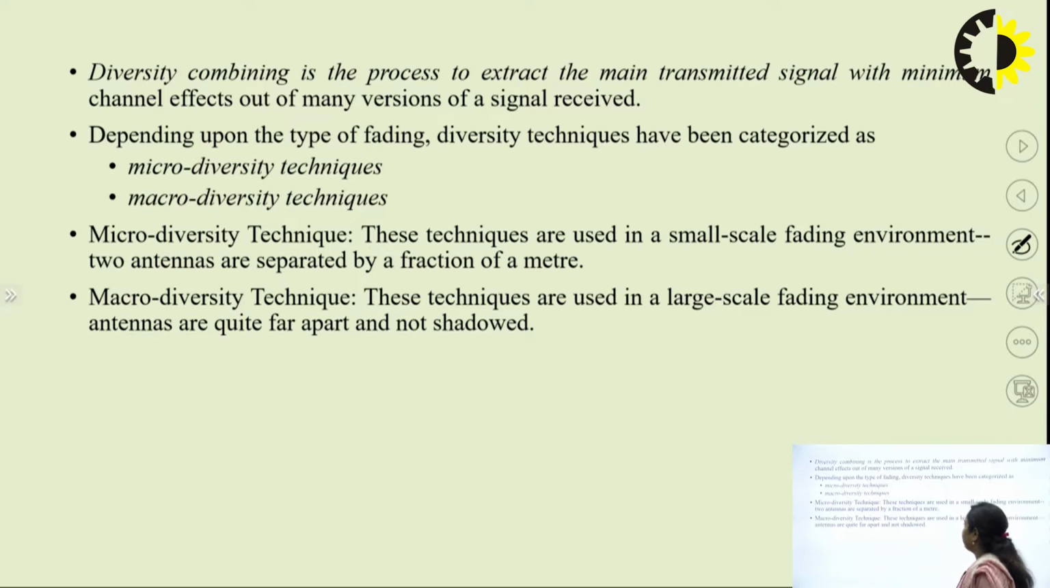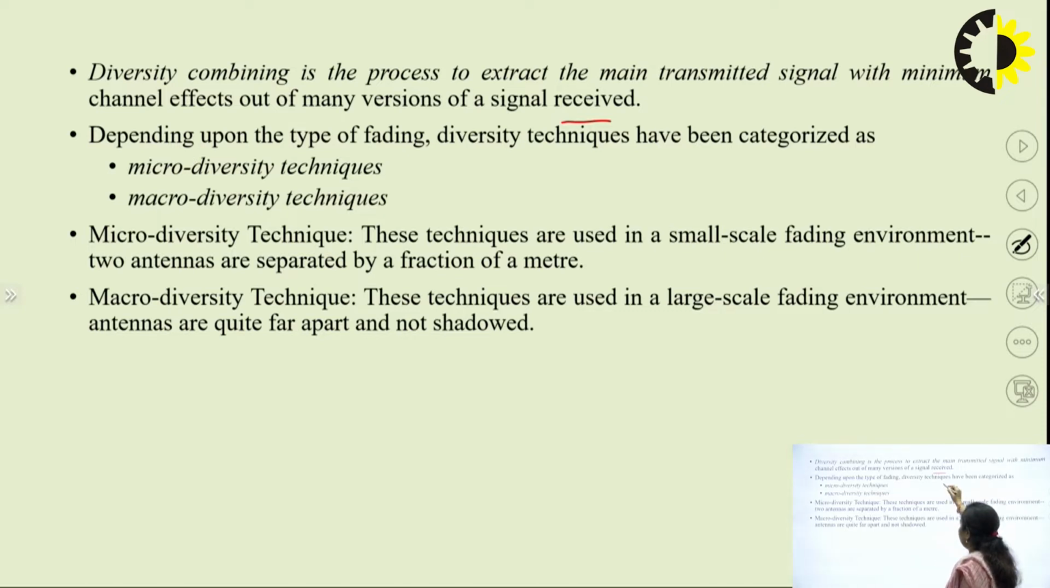Now, diversity combining is the process to extract the main transmitted signal with minimum channel effect out of many versions of the signal. So, let us say 4 signals are received at the receiver side. Whichever signal is having the minimum bit error rate, which means it will be less affected with noise, that signal will be considered as the received signal.